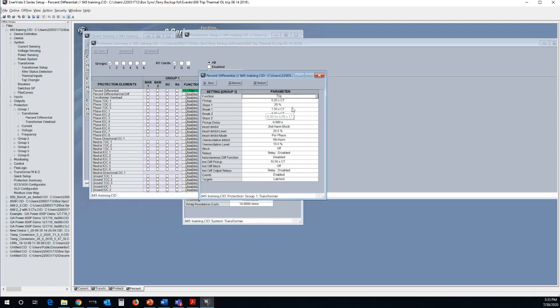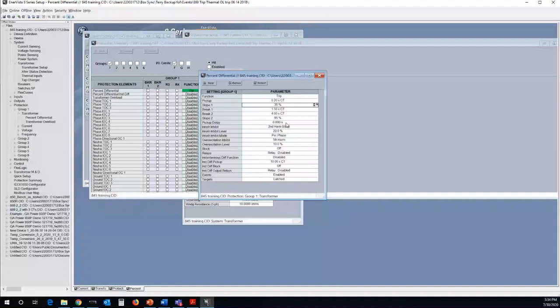Now, pickup setting, remember the pickup setting is that value of differential. We have to be greater than this value of differential before we'll ever operate. So a pretty typical value is around 0.2 times CT. So I'm going to leave that as default. The default value of slope 1 is around 25%. I prefer a little bit steeper slope, so I'm going to set that to 35%. Breakpoint 1, breakpoint 2 are 1.5 and 4. I'm going to leave them as is, and these are good settings.